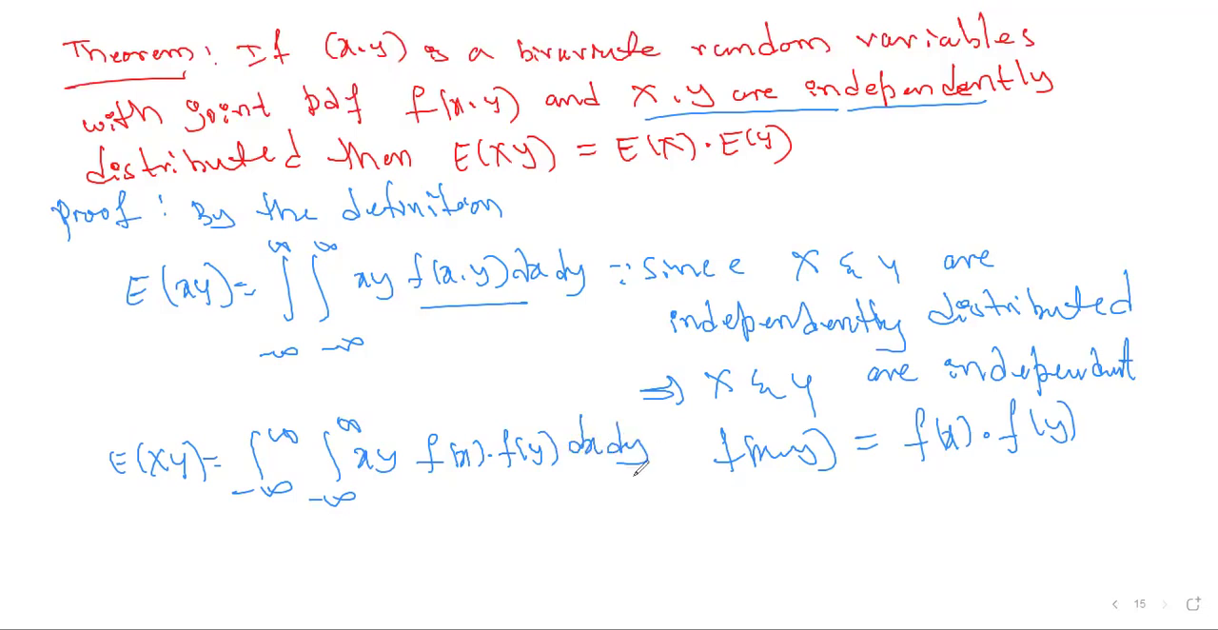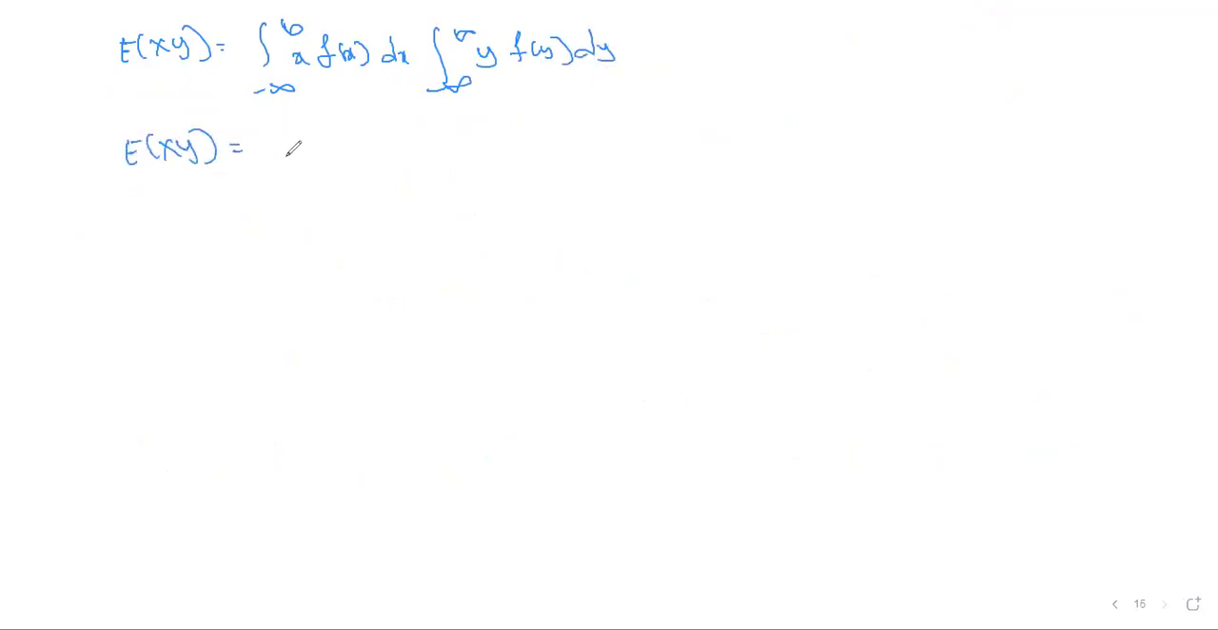So dx dy, right? Further, expected value of xy is equal to the integral from minus infinity to infinity of x f of x dx, into the integral from minus infinity to infinity of y f of y dy. This is the expected value of x formula, and this is the expected value of y formula, right? So this is the proof. It is a very simple proof for the discrete as well as the continuous case.